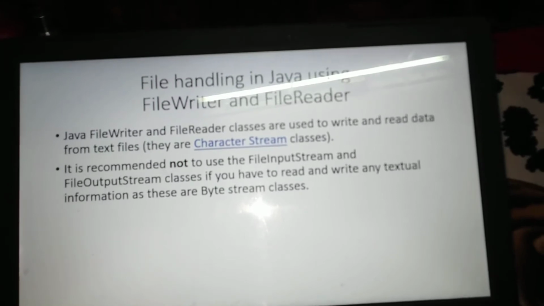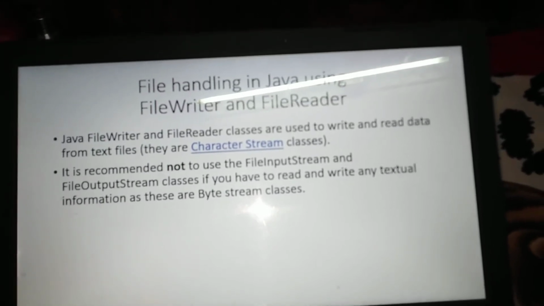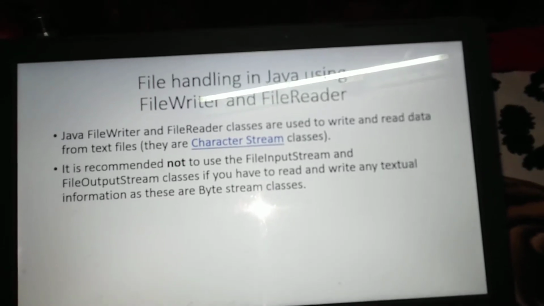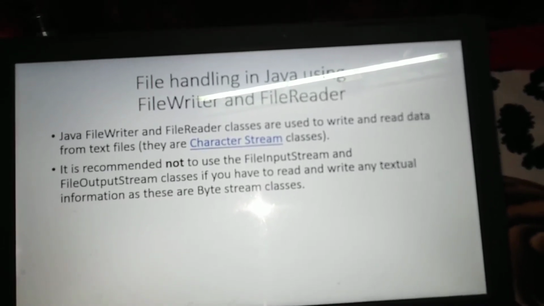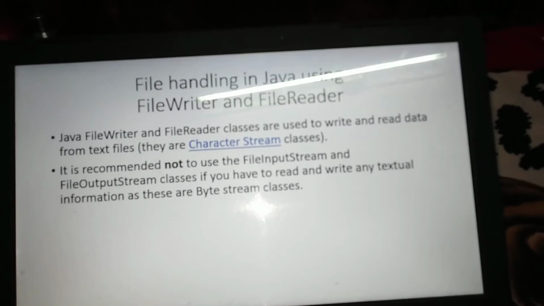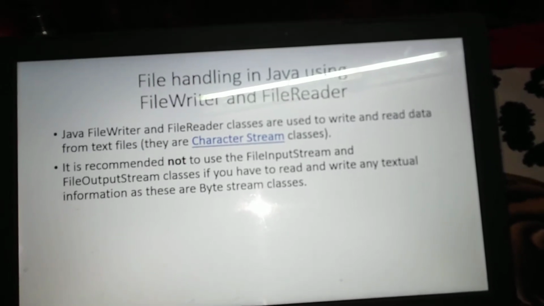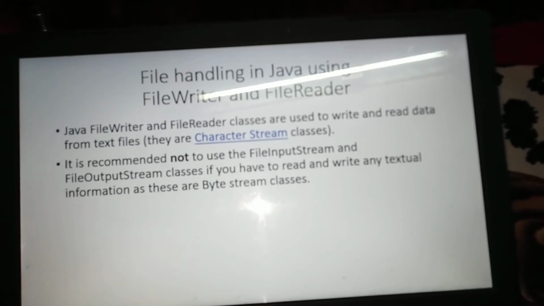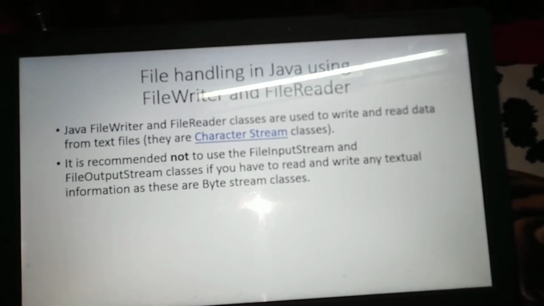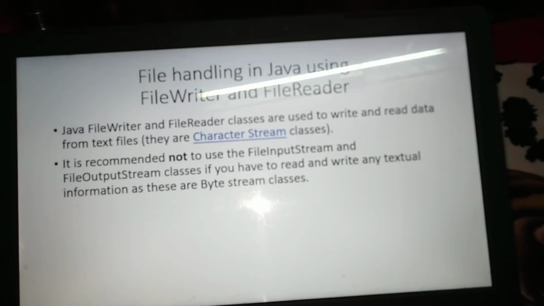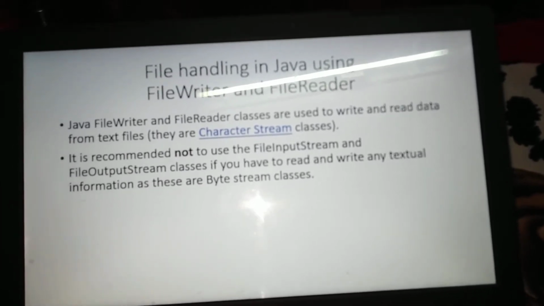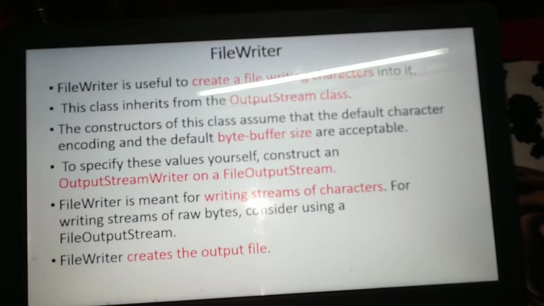File handling in Java using FileReader and FileWriter. By using the classes FileReader and FileWriter, you can read data from and write data to a file. These are called character stream classes. But it is not recommended to use FileInputStream and FileOutputStream classes if you want to read or write any textual information, as they are byte stream classes.